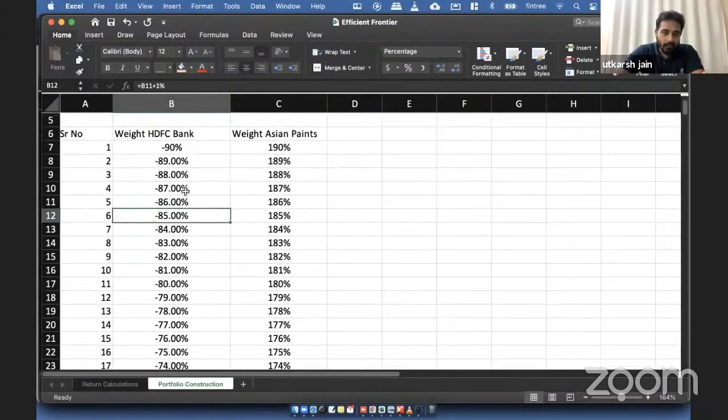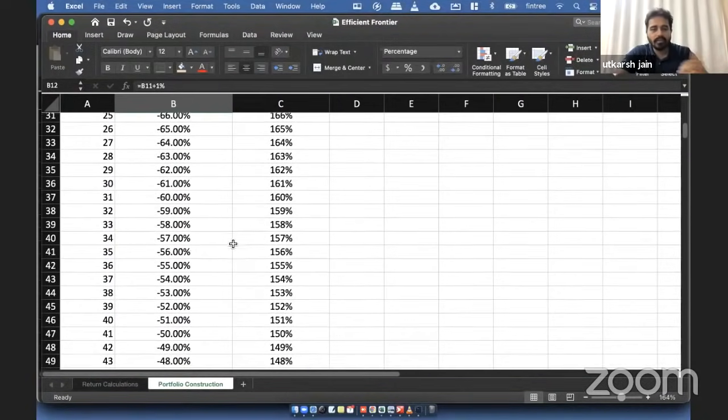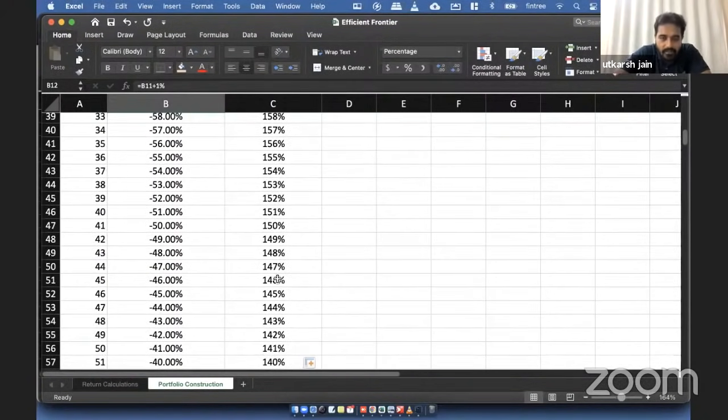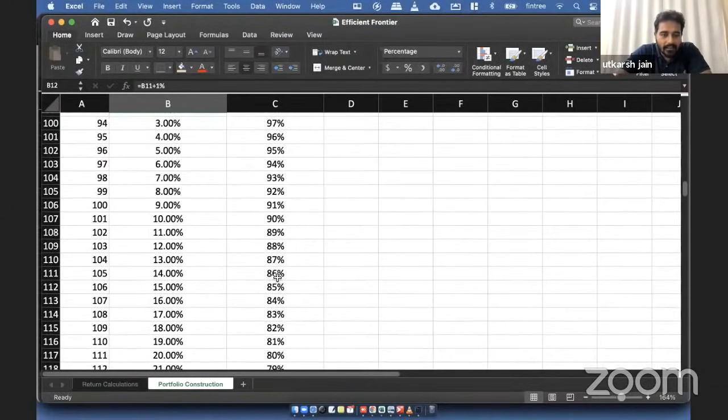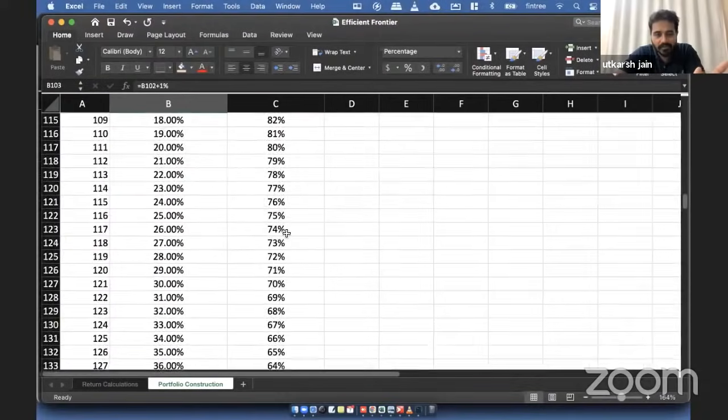Now, we start with negative on HDFC Bank, positive on Asian Paints. And as we scroll down, you would see that slowly the Asian Paints weight is reducing. Then we enter into a positive territory where we have a positive 6 on HDFC and 94, right? This is more of a practical scenario, right? That's what we do in practice. We'll probably put some money into one stock, some money into the other stock. So this looks like a more practical region.